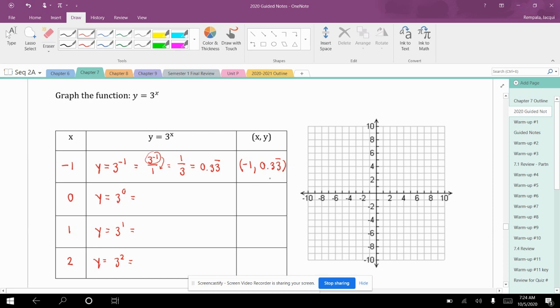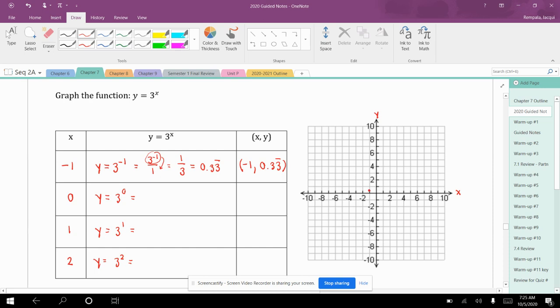Okay, so that means that that's an ordered pair that I get to plot. So notice that x is always first. Well, here's my x-axis. The y-axis is the vertical line. So I'm going over to negative 1. And then because 0.3 repeating is a decimal, it's smaller than 1 because it's 0 point, but it's a positive number. So it's going to fall in between 0 and 1.